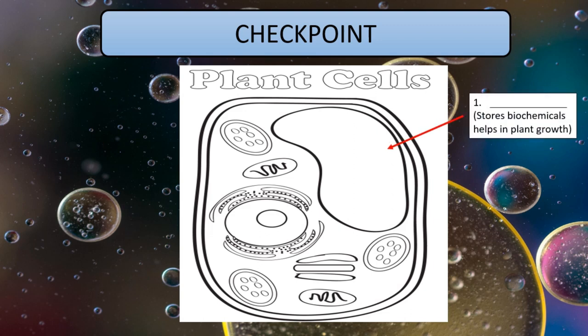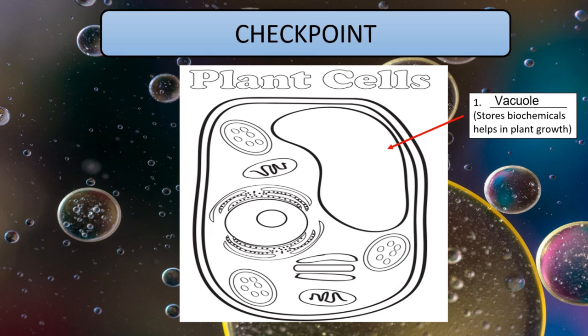First, this part stores biochemicals that help the plant for its growth. It's called the, okay, I will be giving you 3 seconds. 3, 2, 1. It is called the vacuole.